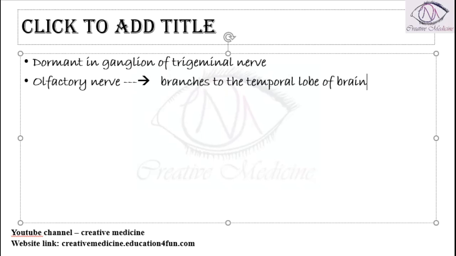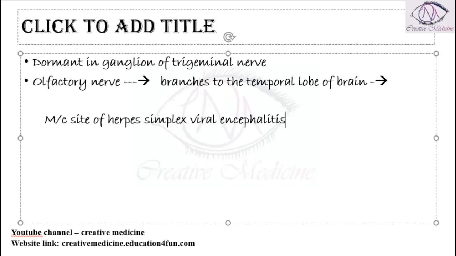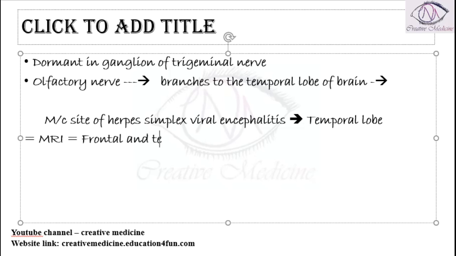Because it sends branches to the temporal lobe of the brain, if you were asked what is the most common site of herpes simplex viral encephalitis, it is the temporal lobe. On MRI, because it involves the temporal lobe and sometimes even the frontal lobe, frontal and temporal lobe enhancement is seen.